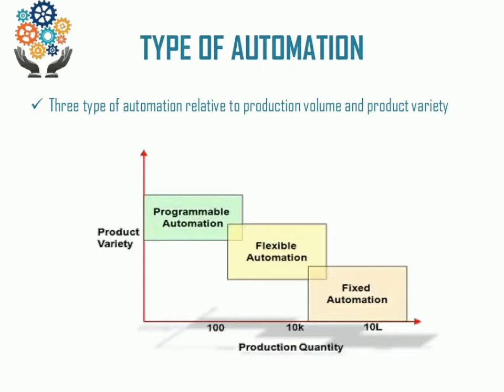That's why it is the most disadvantageous part of programmable automation. Now the extension of programmable automation, as we have seen, is flexible automation, which has a moderate product variety as well as moderate production quantity. So the most suitable and acceptable automation in industry, in mass production and batch production, is flexible automation, right?